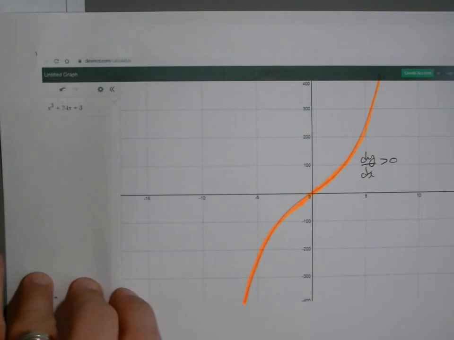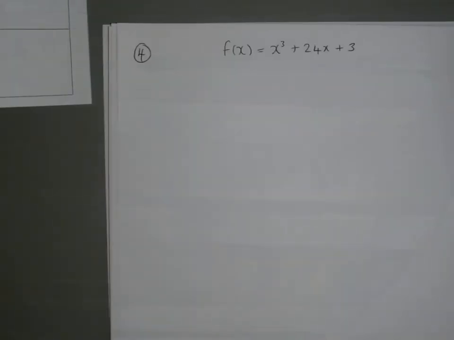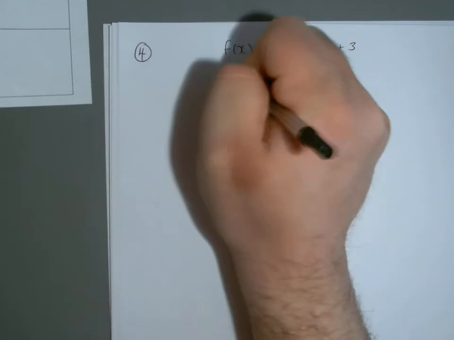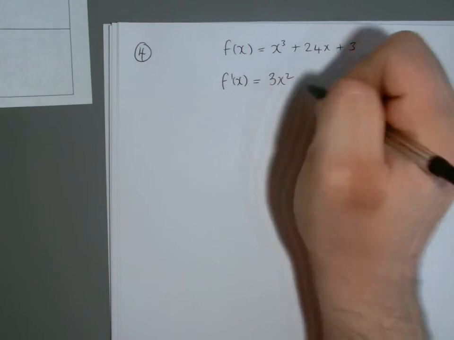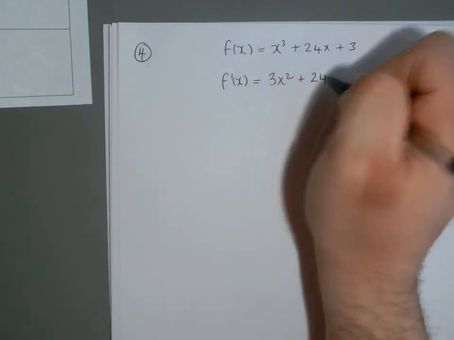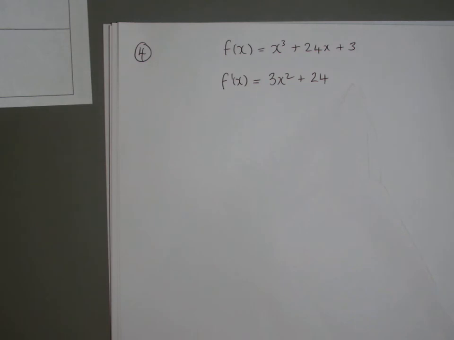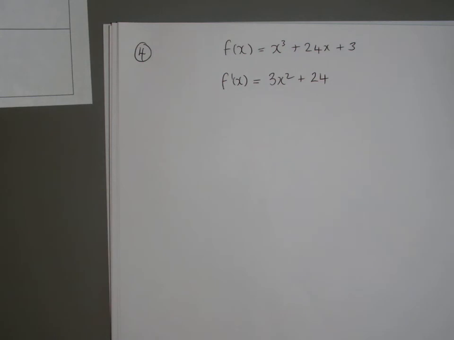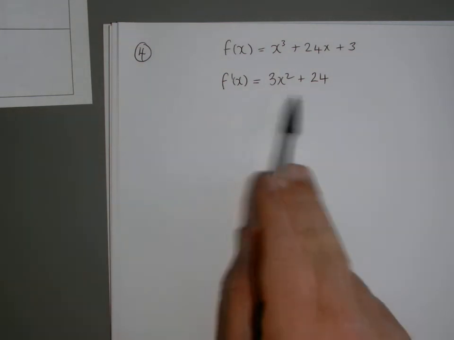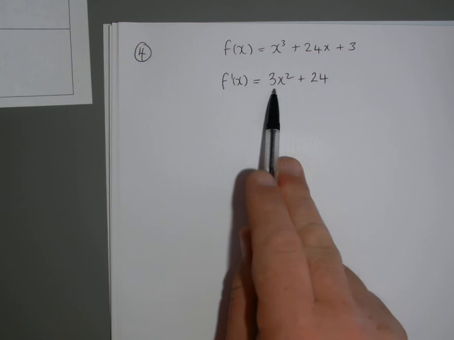Well, we've got to show that that's the case. If I look at the function f of x and I work out the gradient f dash of x, and I differentiate this, I get 3x squared plus 24, and the 3 disappears. Now, to show is different to actually finding a range of values, as in the cases before. So we've actually got to show here that f dash of x is positive for all values of x.